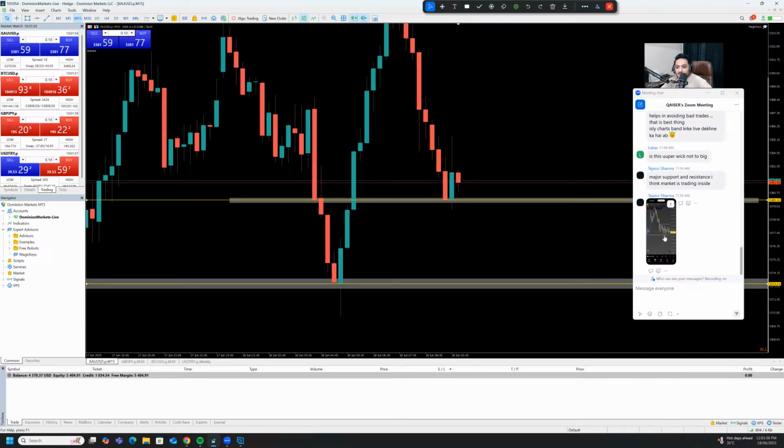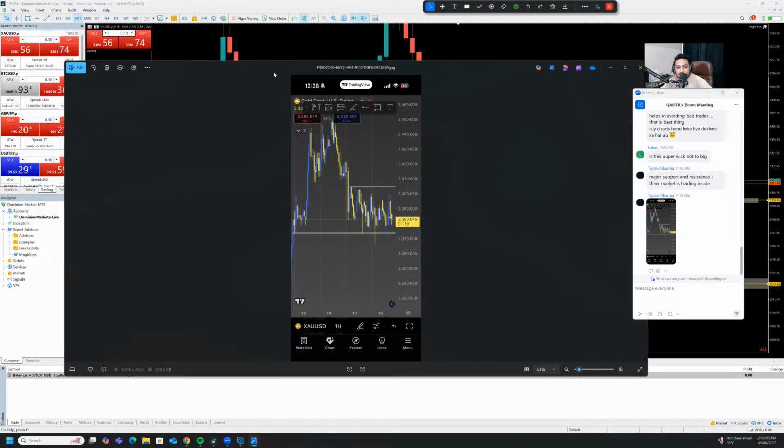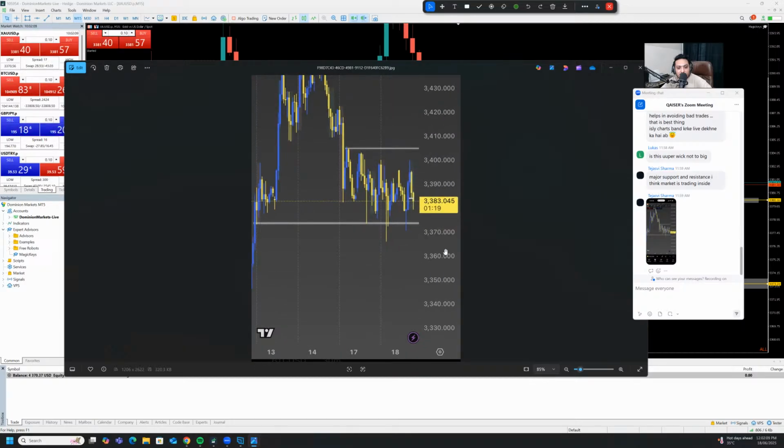Okay, major support and resistance. I think market is okay. He just sent us a chart actually. What is this? So you're showing us the ranging area. Yeah, it's actually ranging on a higher time frame as well, but it's a range of more than 250 pips. So we can easily grab like 10-20 pips out of it.